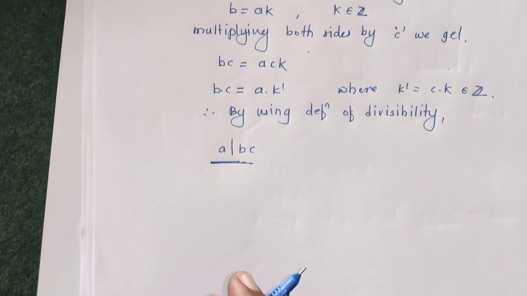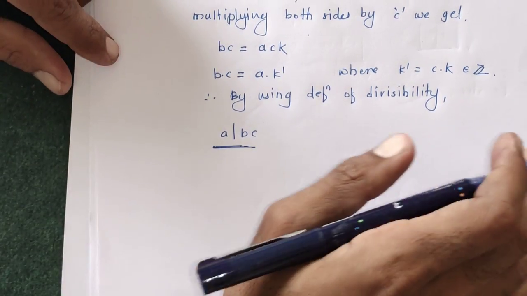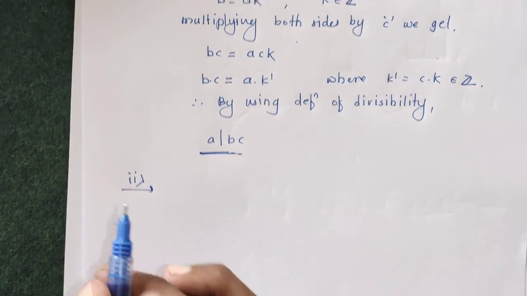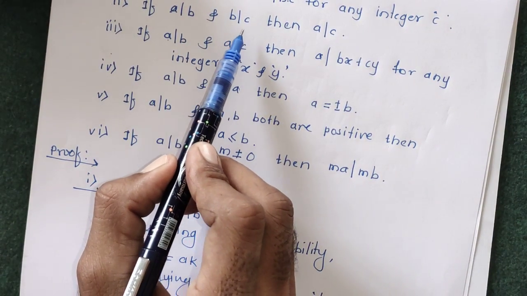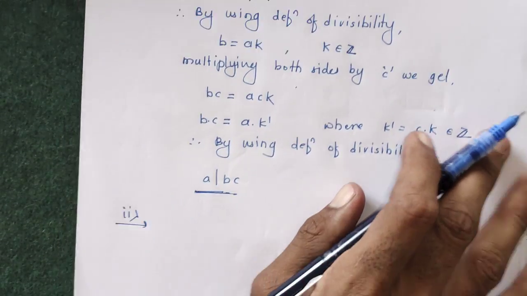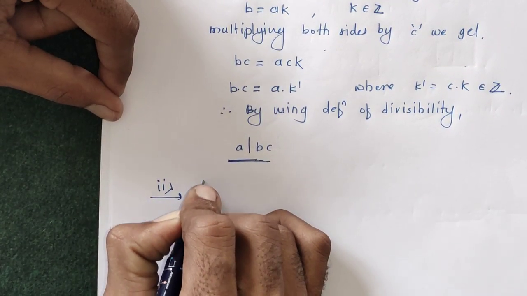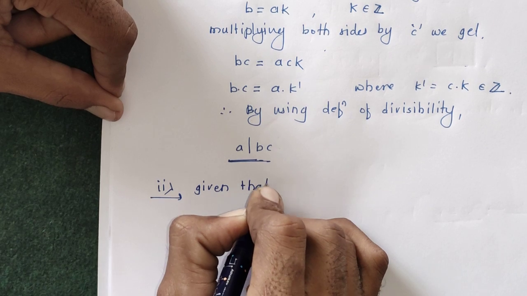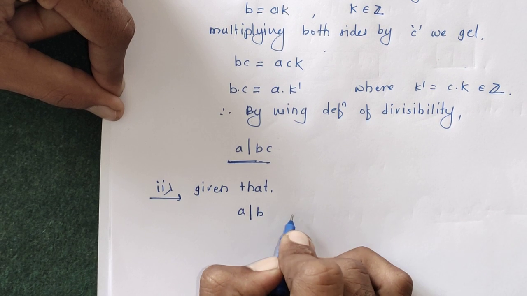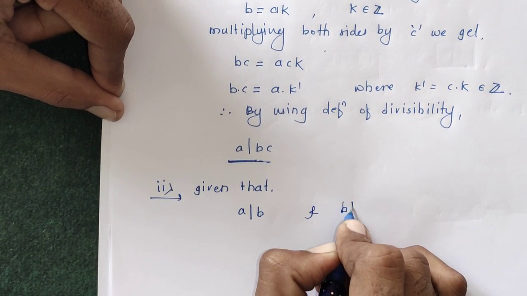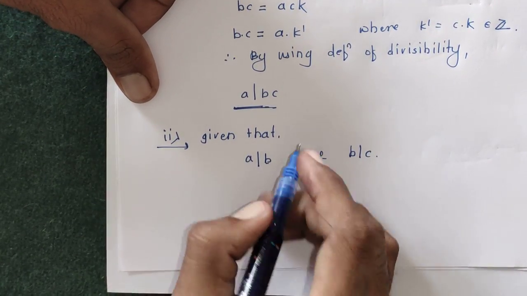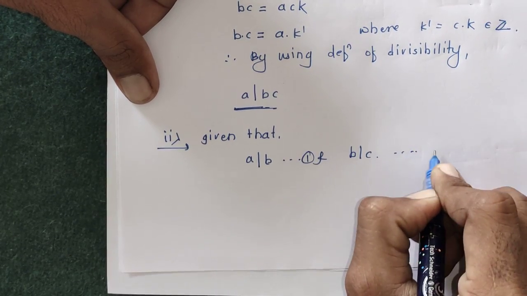Now the proof of the second statement. In the second statement we have given A divides B and B divides C, and we have to prove that A divides C. First of all, we write the given things. Given that A divides B and B divides C. Suppose this is equation 1 and this is equation 2.